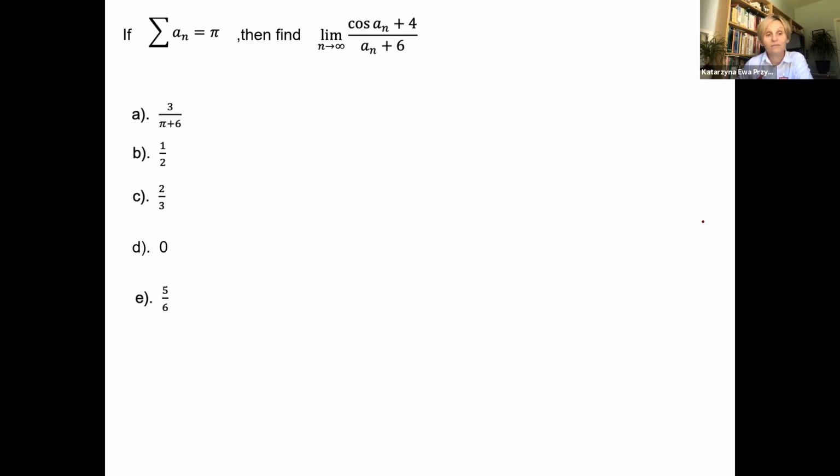Okay, if the infinite summation, the series of a sub n, equals pi, then find the limit at infinity of the expression cosine of a sub n plus 4 over a sub n plus 6. What is the answer?